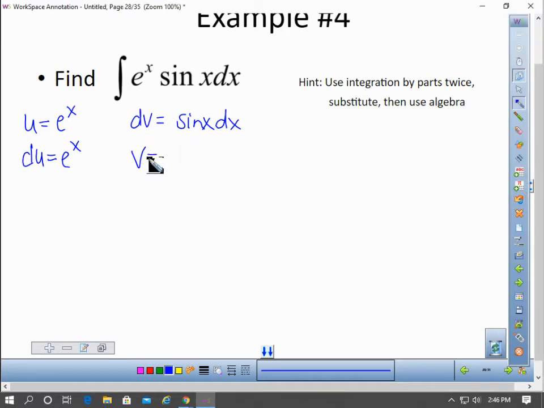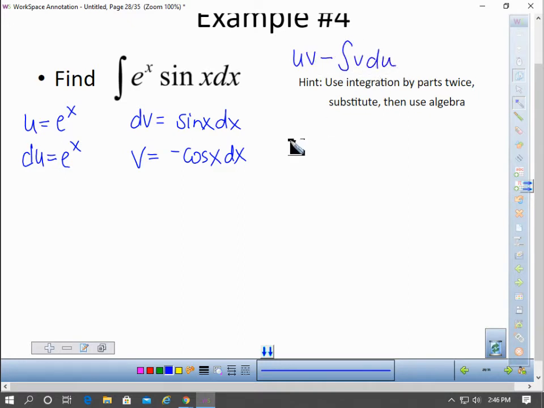Negative cosine. And if you're not sure, take the derivative. Derivative of cosine is negative sine. So that's why the negative's here. So it cancels. All right. So now remember we're going to do ultraviolet voodoo, right? That's what we do. So we're going to do e to the x times this, so that'd be negative e to the x cosine x minus the integral of v times the du. So minus the integral of negative cosine x times e to the x dx.